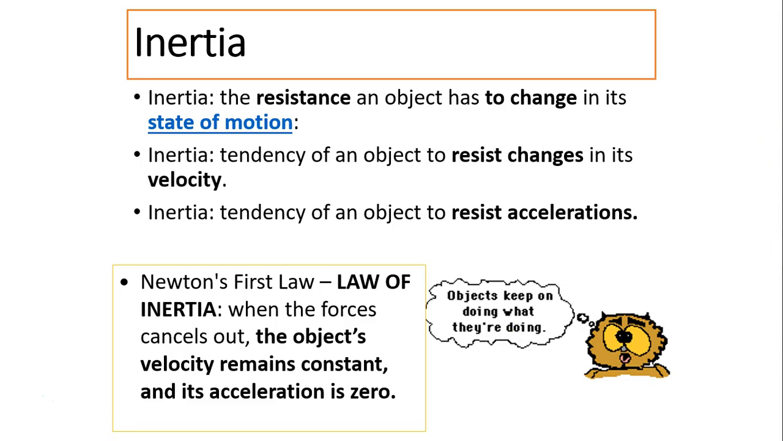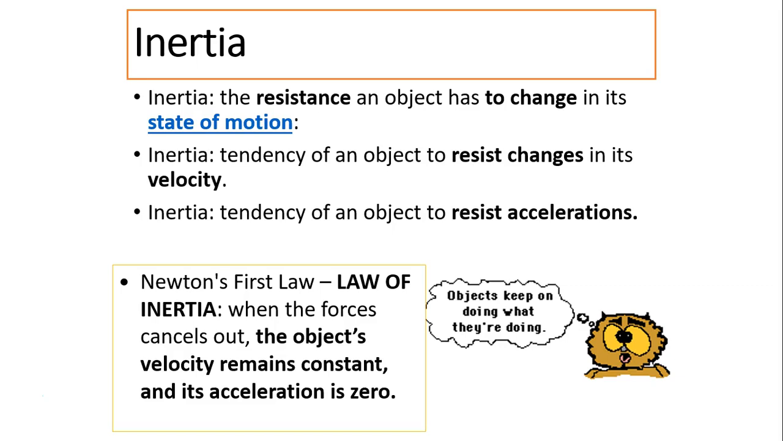Inertia is defined as the resistance of an object to change its state of motion. So remember, the state of motion means velocity. So inertia is to resist changing its velocity. If you change your velocity, that means you accelerate. So inertia is to resist acceleration.